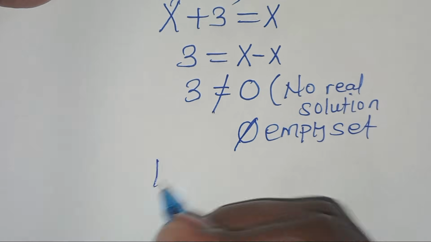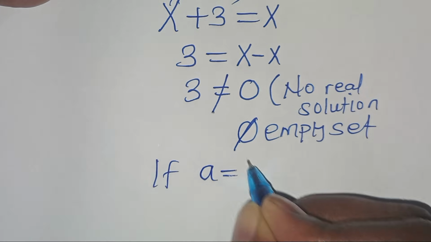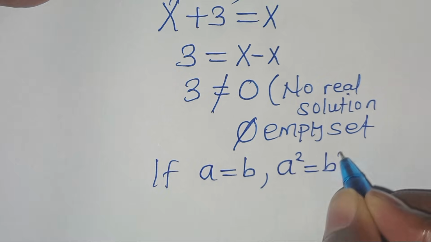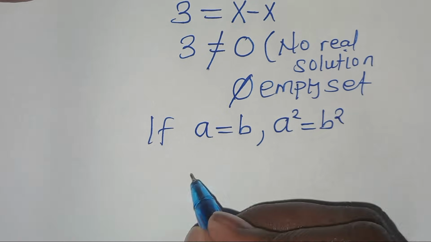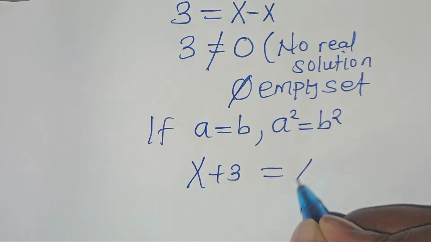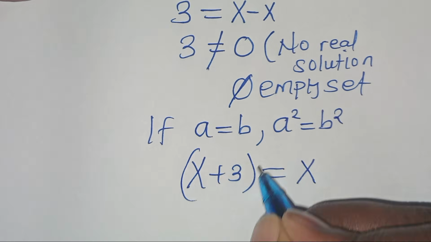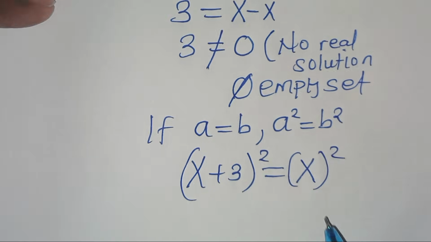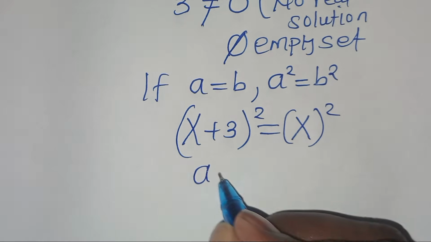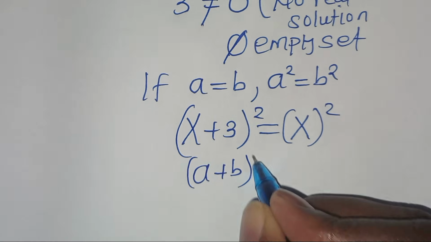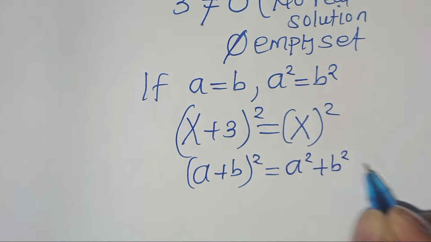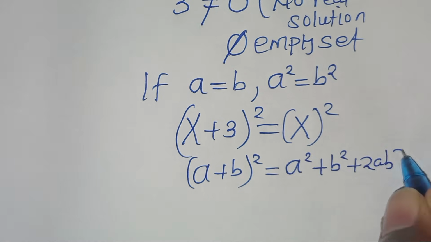Now, if we have A equal to B, this means that A to the power of 2 is equal to B to the power of 2. Now we have x plus 3 equal to x. Let's raise this to the power of 2 on both sides, so we have (x plus 3) to the power of 2. This is in the form (a plus b) to the power of 2, which we can express as a to the power of 2 plus b to the power of 2, plus 2ab.